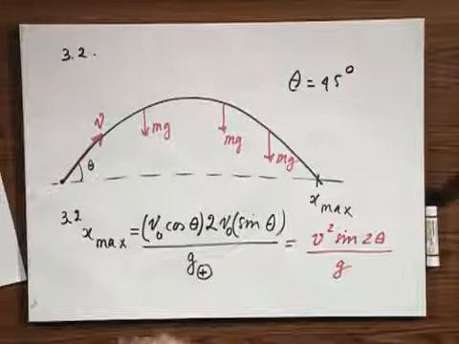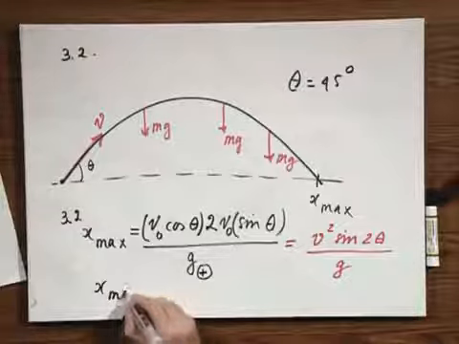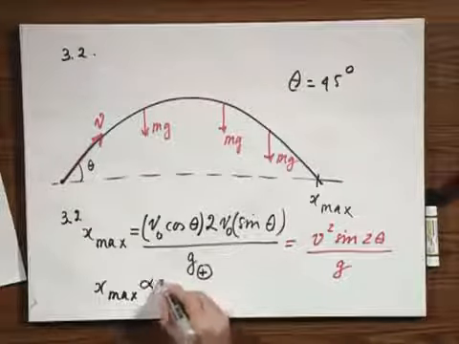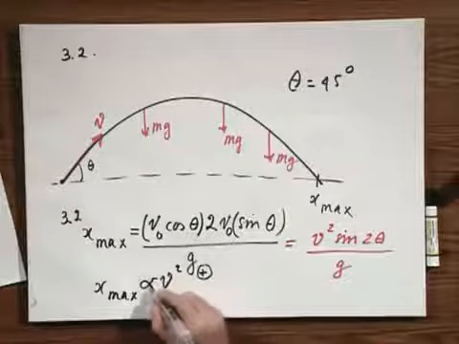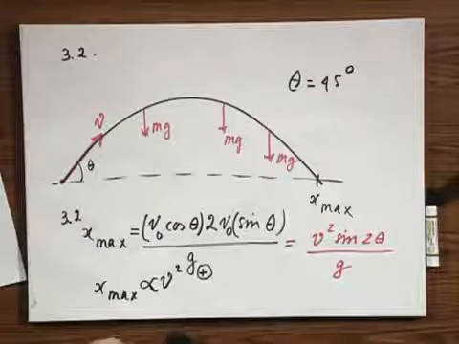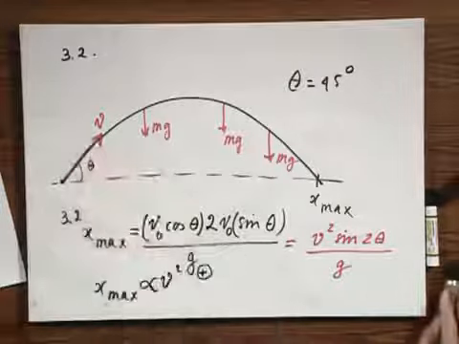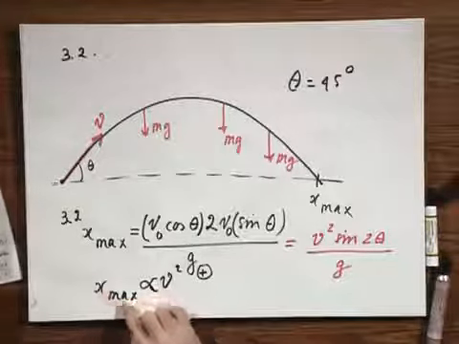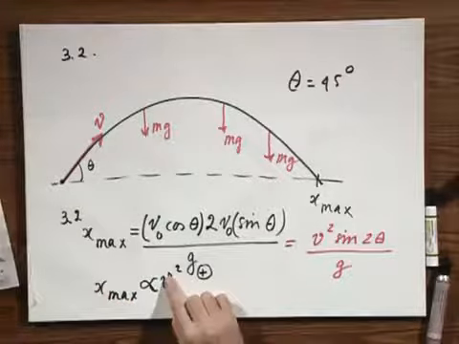And what do you see? You see that x max is proportional to that v squared, that initial velocity that I have when the object is released. X max is proportional to v squared.